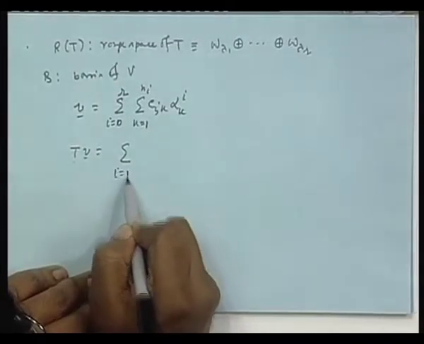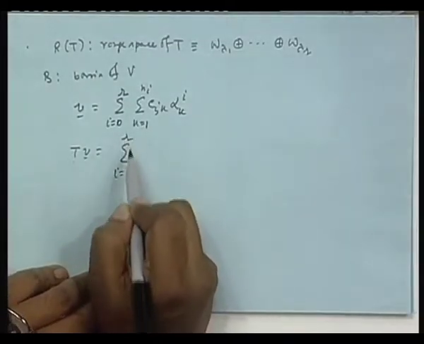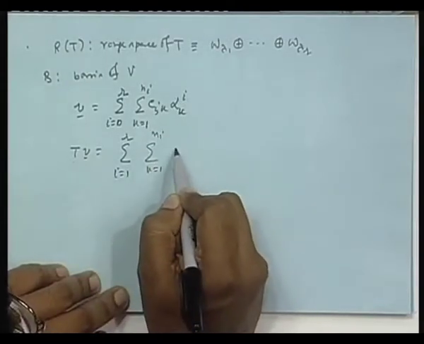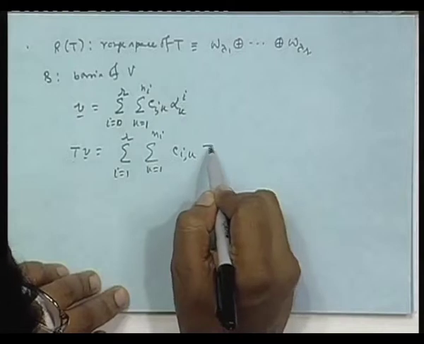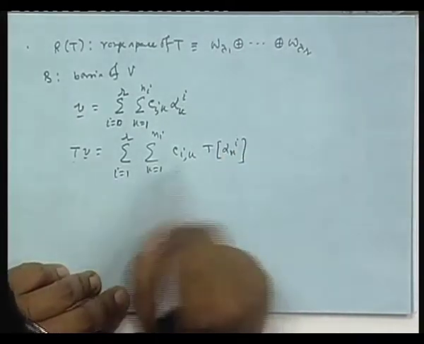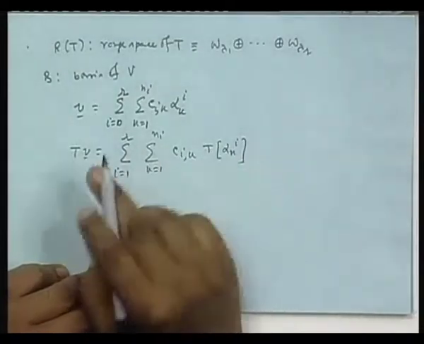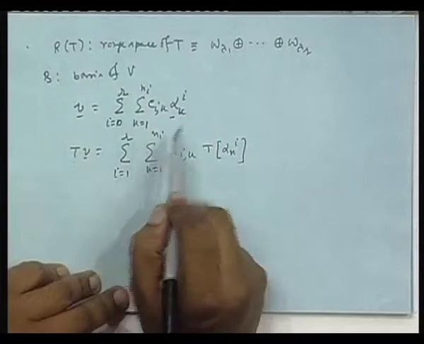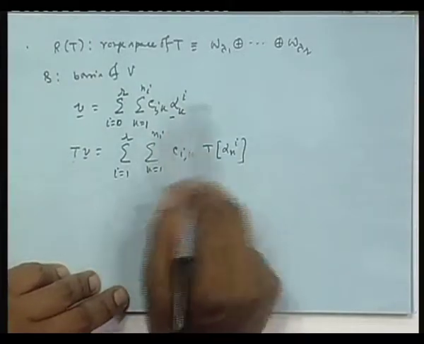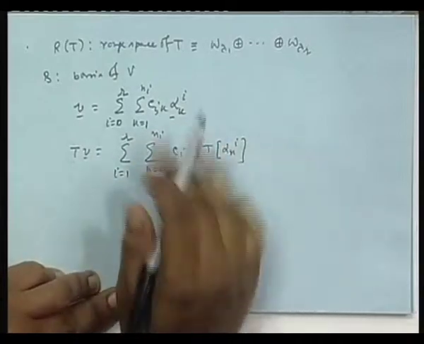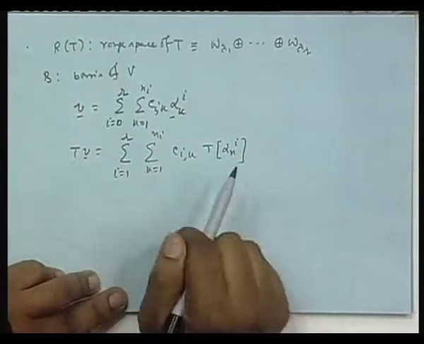Otherwise, I can start at i equal to 1, not at 0, go up to r, k equal to 1 to n i, c i k, T directly working on alpha i k. As I told you, the i equal to 0 case is ruled out, because for i equal to 0, these eigenvectors actually have eigenvalue 0, or equivalently they belong to the null space. So T working on them gives nothing but the 0 vector. They are eliminated from the sum.